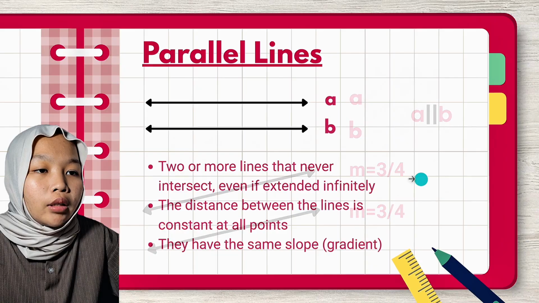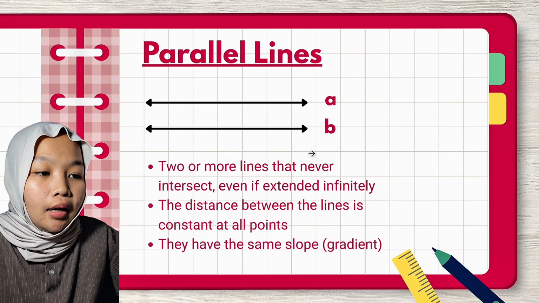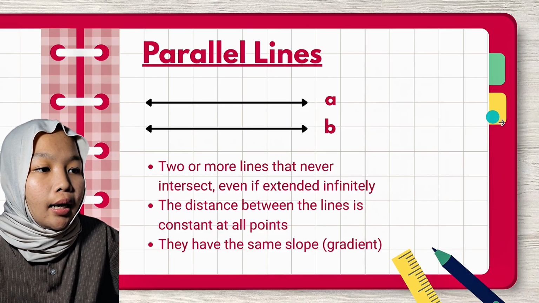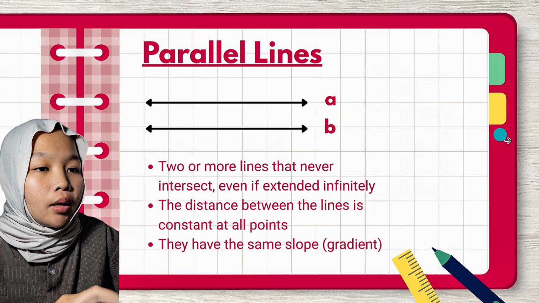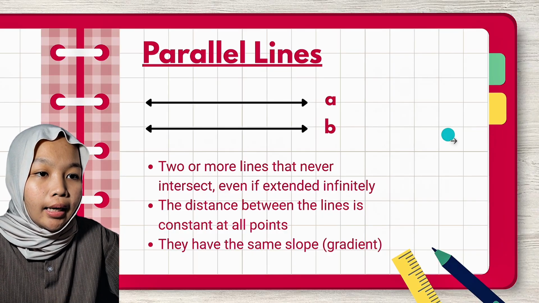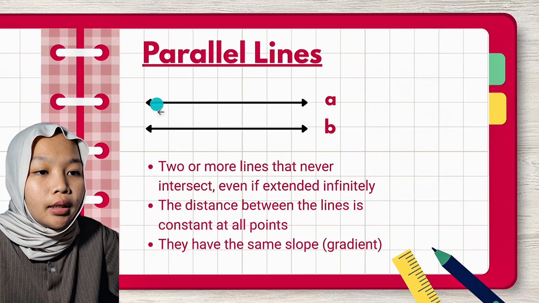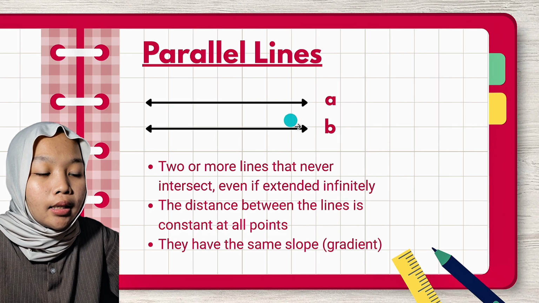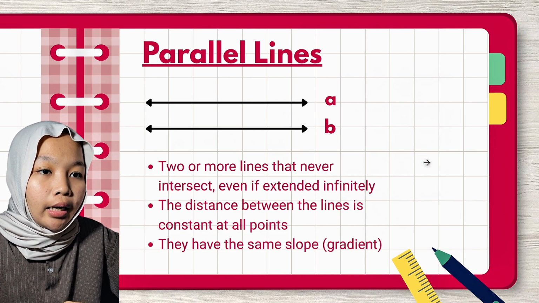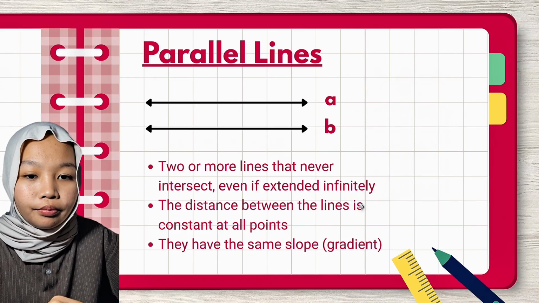So from this, we know that parallel lines are two or more lines that never intersect, even if extended infinitely. So when we extend this line A, or we extend this line B, they never intersect. And the distance between the lines is constant at all points. So the distance in here or in here is always the same. Then they have the same slope or gradient. Like we know before, parallel lines always have the same slope.